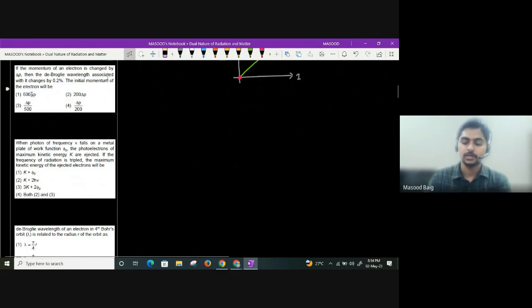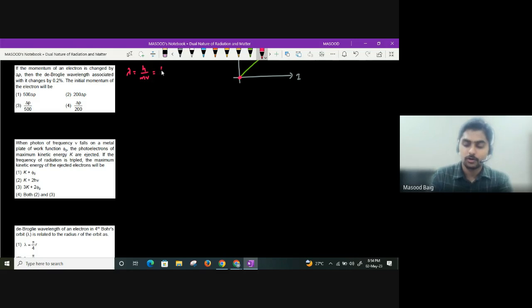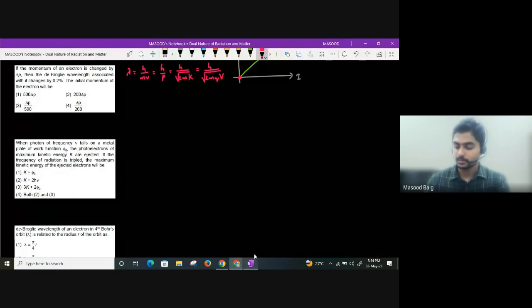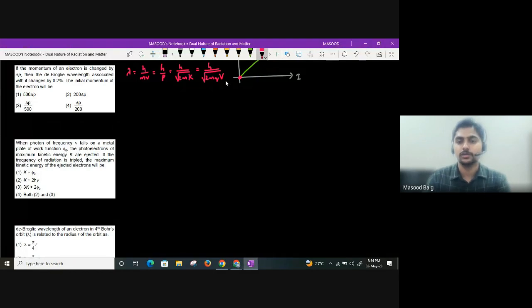If the momentum of an electron is changed by delta P, then the de Broglie wavelength associated with it changes by 0.2%. They're asking for the initial momentum of the electron. Again, a very important question, guys. The de Broglie wavelength lambda will be given as h by mv, or h by p, or h by root over 2m kinetic energy, or h by root over 2m charge into potential difference. If you know these formulae, then you can solve all the questions of de Broglie wavelength.